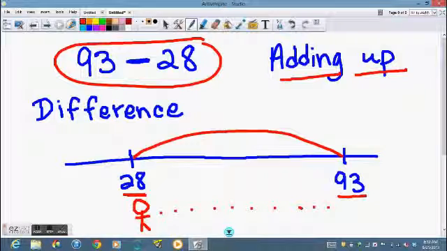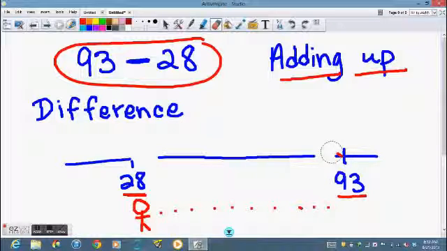We start at 28 here, and we do a series of jumps. First of all, we start at 28 and I'm going to go to 30, because that's an easy thing to figure out. That's a jump of 2. And then I'm going to go to 90, because that's another easy one to figure out. That's 60. And then to 93, that's another jump of 3.